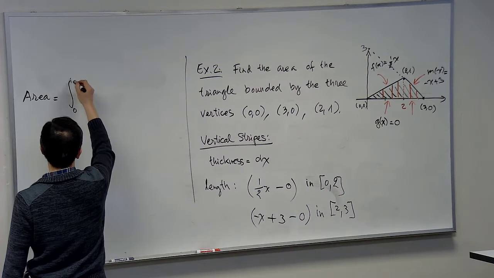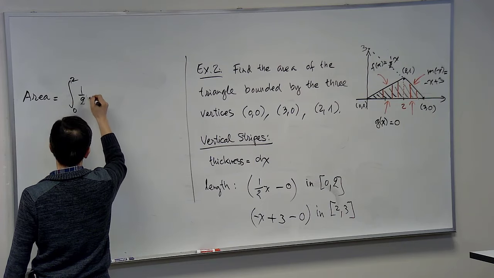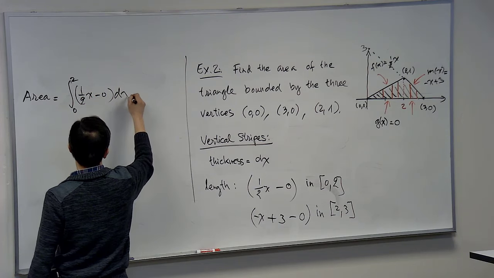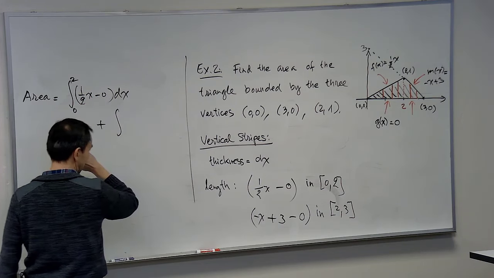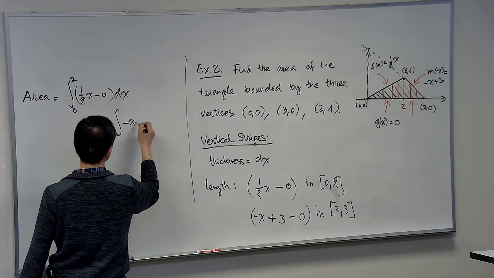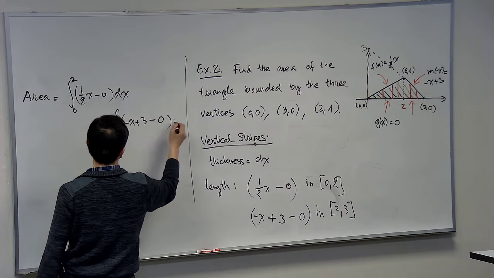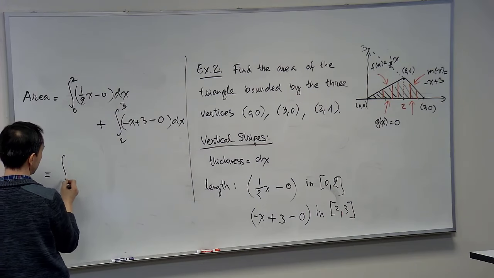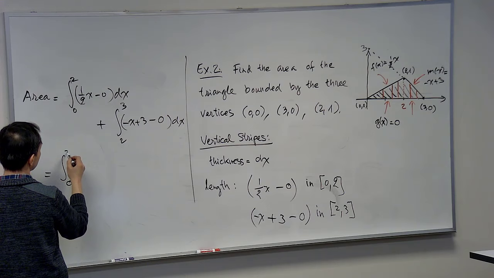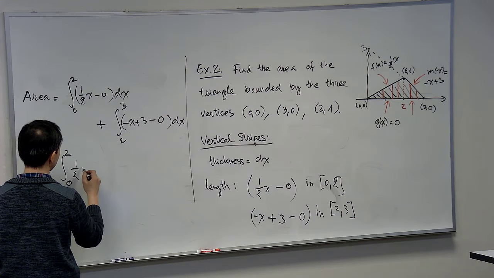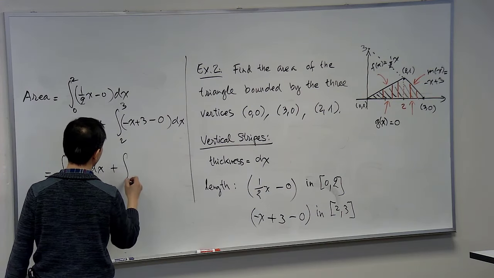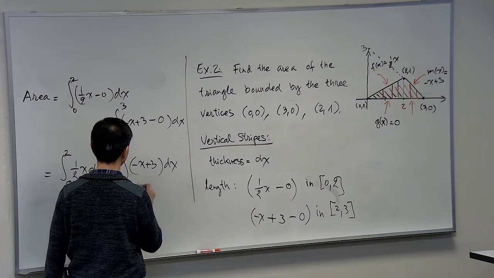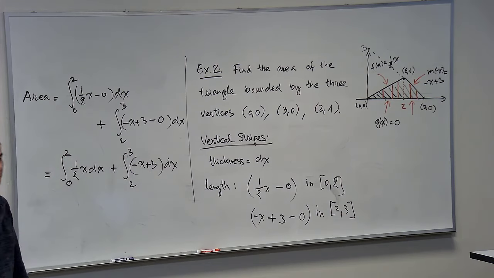In two separate zones, we've got two separate things, right? So go from 0 to 2, and we have one half x minus 0 dx. And we have another one over here. We need to add with the other accumulations, minus x plus 3 minus 0 dx from 2 to 3. That's the setting up. Now, as a final version, integral from 0 to 2 of one half x dx. We need to add that to the integral of minus x plus 3, x runs from 2 to 3. Are we good with that?